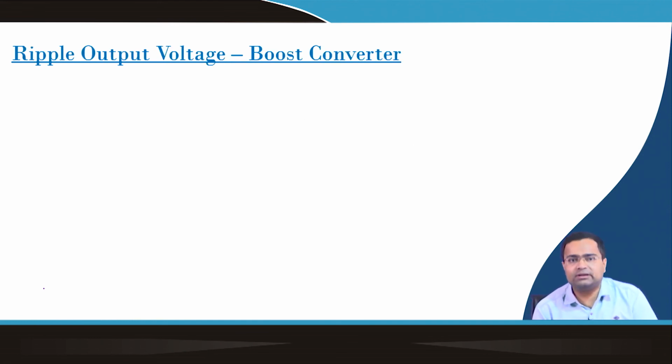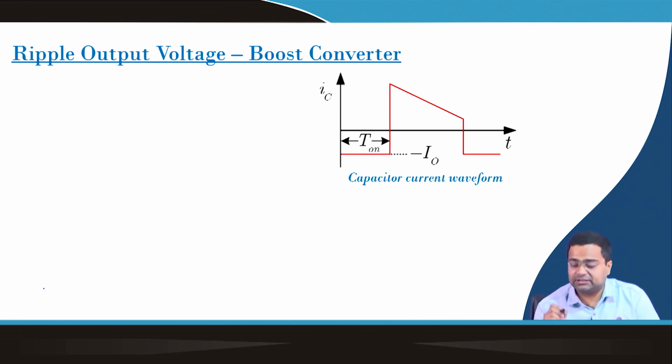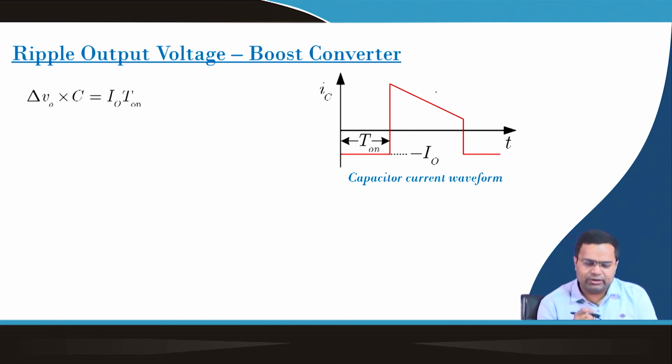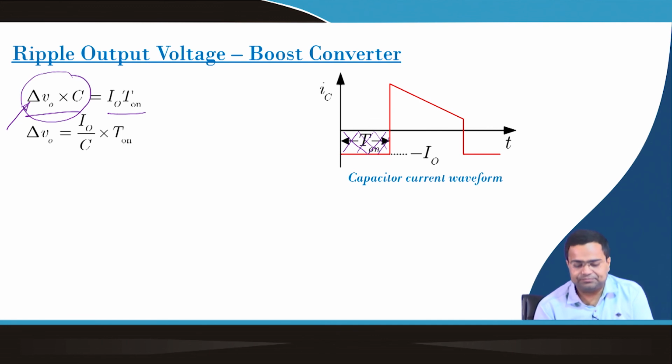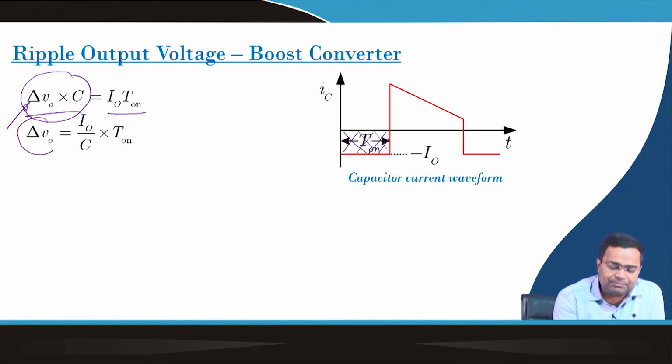If you look at the output voltage ripple, then the capacitor current is actually the minus of load current when the switch is on, and when the switch is off, it is IL minus I0. So, if you take this negative interval, that means we are talking about the area under the curve, then the area under the curve is I0 into T on, equal to delta V0 into C. So, this is my undershoot or basically negative ripple, that means how much it deviates. So, output voltage ripple can be expressed in terms of load current and the on time.